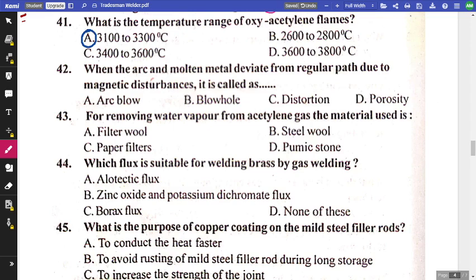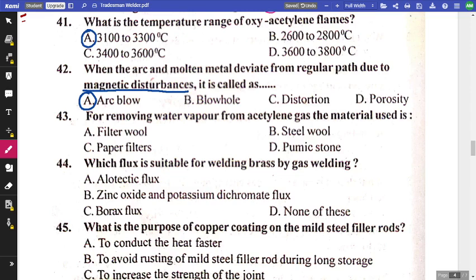When arc and molten metal deviate from regular path due to magnetic disturbance, it is called: arc blow, blowhole, distortion, or porosity. If it is due to magnetic disturbance, we will be calling it an arc blow.